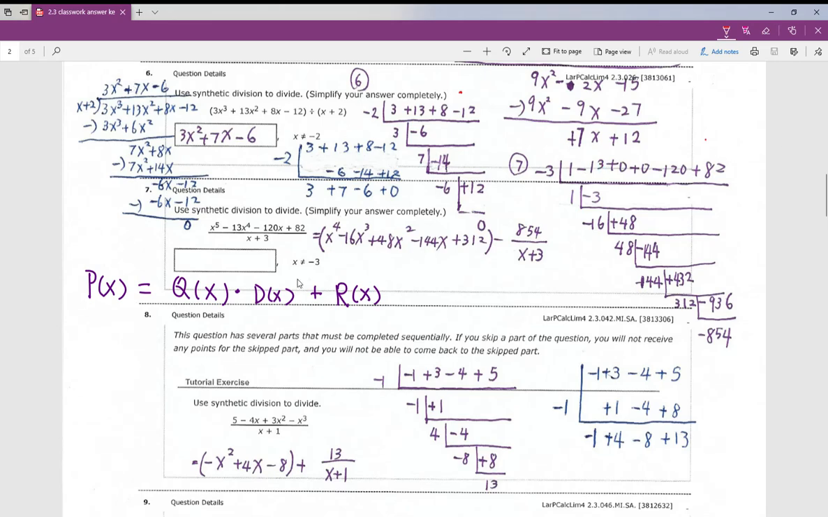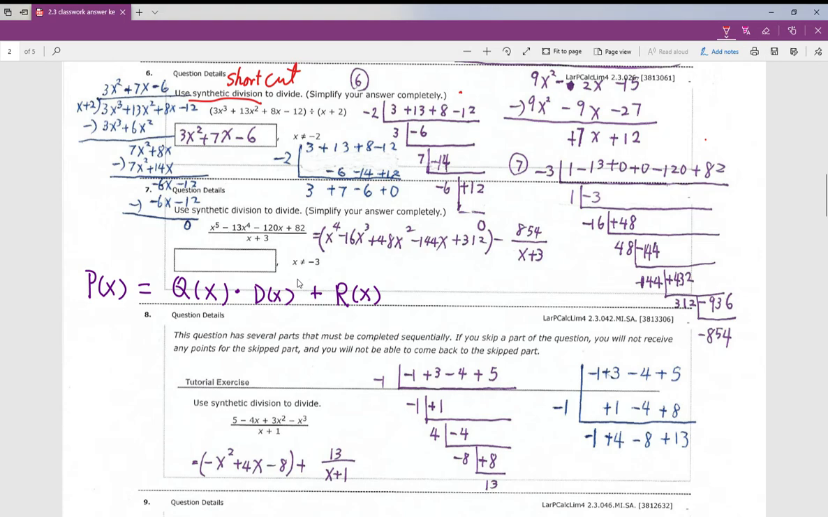Okay, so keep going. Number 6 for section 2.3. Now, this number 6, they ask you to use synthetic division. Now, what's the synthetic division? It's the kind of shortcut compared with the long division.